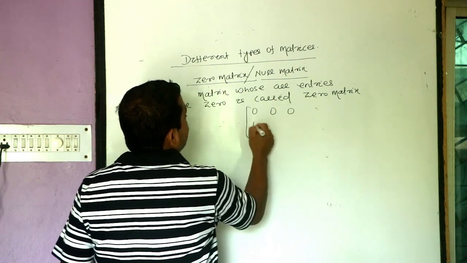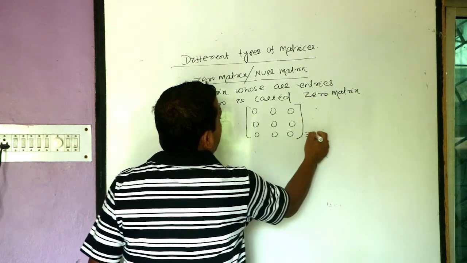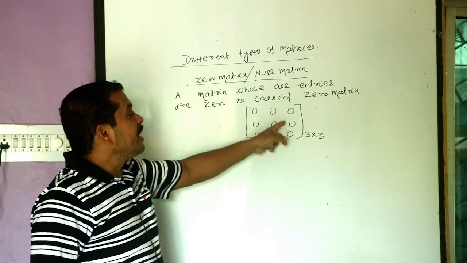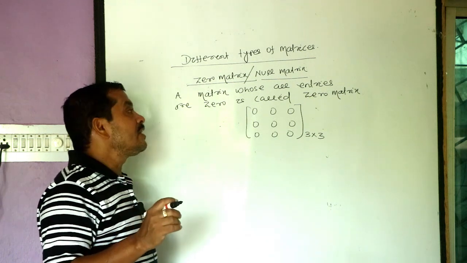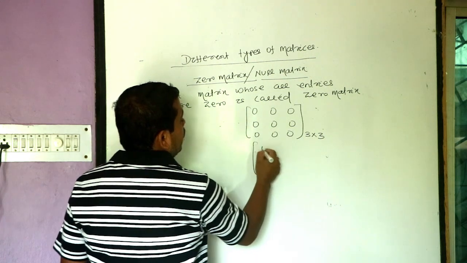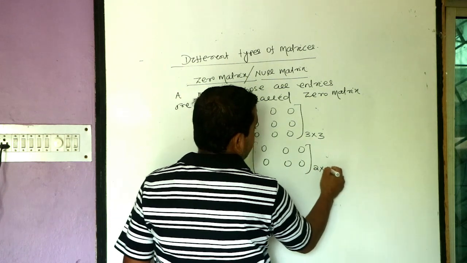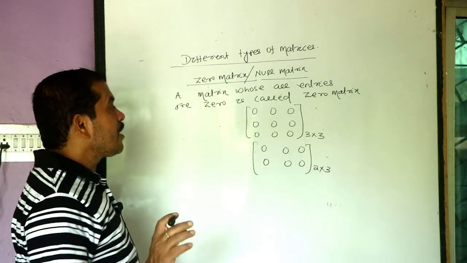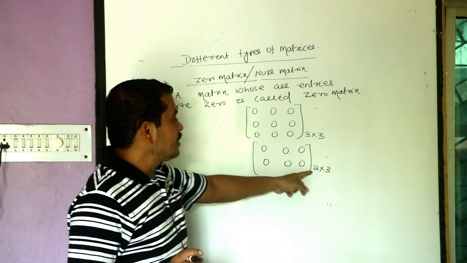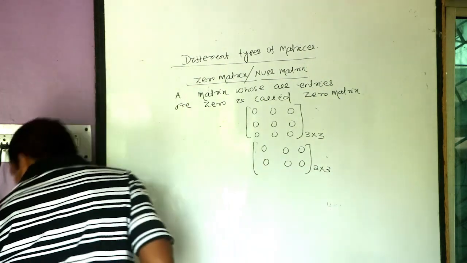0, 0, 0, 0, 0, 0, 0, 0, 0. This is a null matrix of order 3 cross 3. Because all the entries of this matrix are 0, it is called a null matrix or zero matrix of order 3 cross 3. It is a null matrix of order 2 cross 3. All the null matrices are not equal. This is a null matrix of order 3 cross 3 and this is a null matrix of order 2 cross 3.